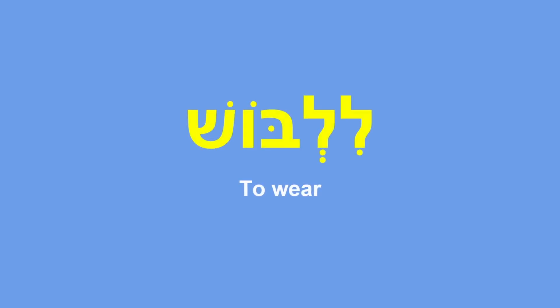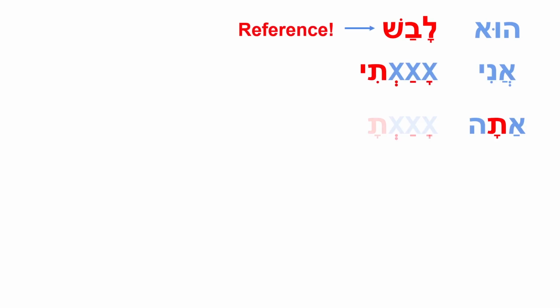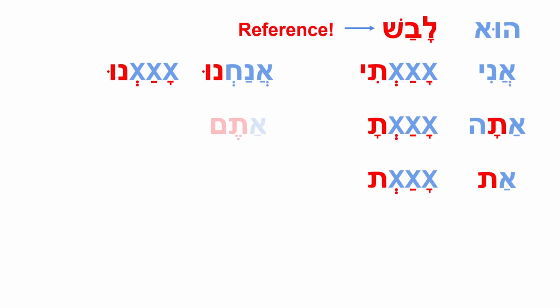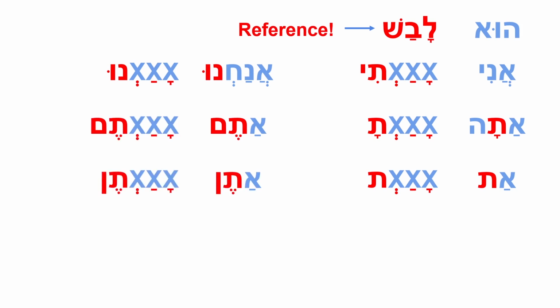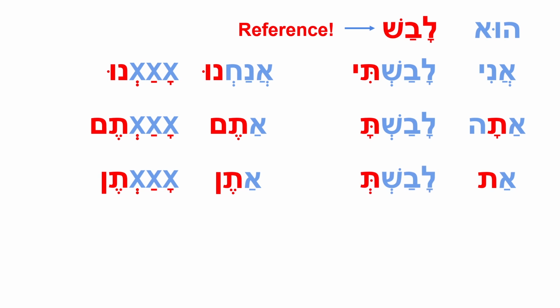Lilbosh, to wear. hu lavash, it was the reference point, and we are doing exactly the same. So let's take the reference point lavash and place it into the template. So ani lavashti, Ata lavashta, At lavasht, Anachnu lavashnu, Atem lavashtem, Aten lavashten.